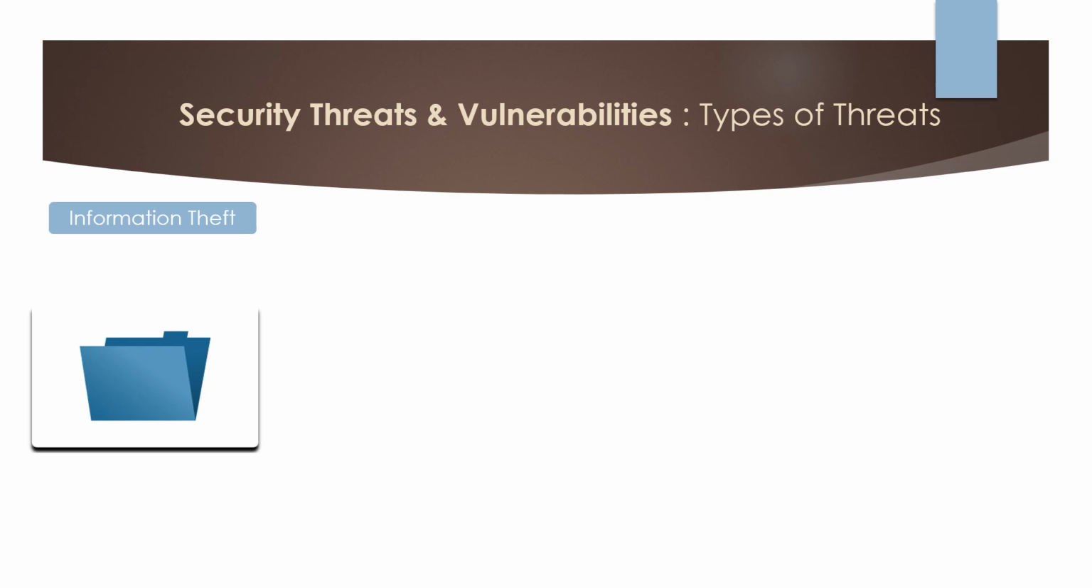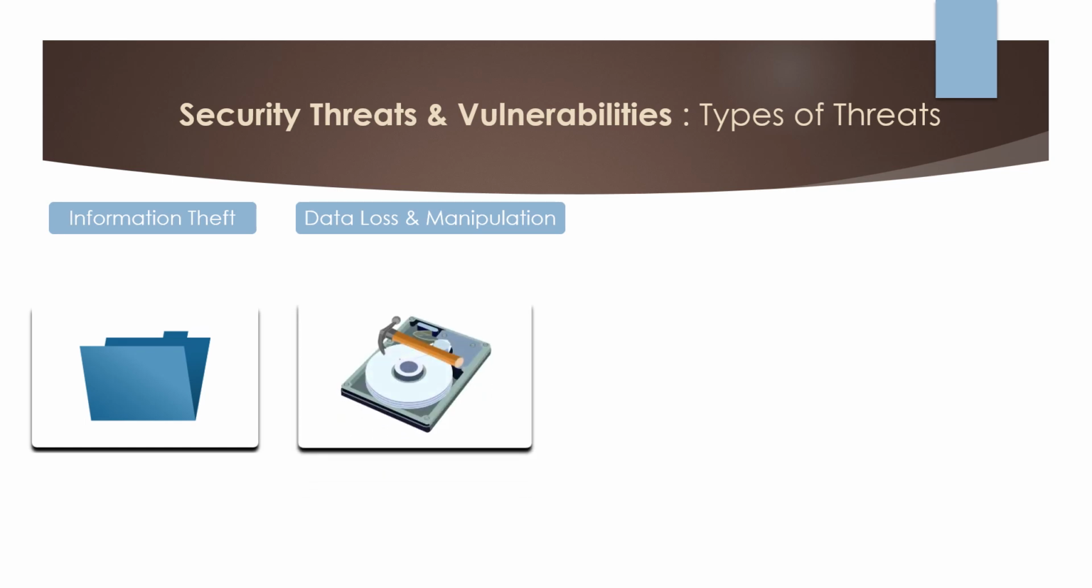The second threat is data loss and manipulation. In this case, someone breaks into a computer to destroy or alter data records. An example of data loss is a threat actor sending a virus that reformats a computer hard drive. An example of data manipulation is breaking into a record system to change information, such as the price of an item.